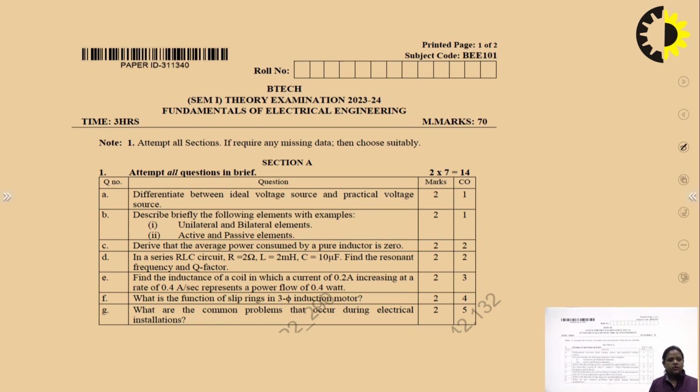Then question F: what is the function of slip ring in a 3-phase induction motor? And the last question, which is from Unit 5: what are the common problems that occur during electrical installation? We will discuss these questions one by one. So, let us take question number 1.